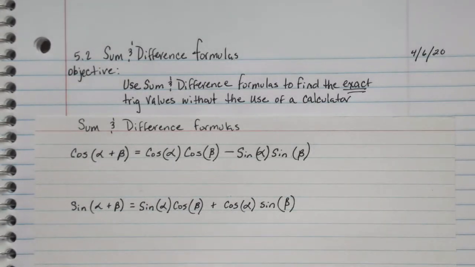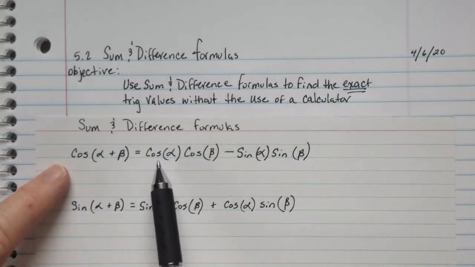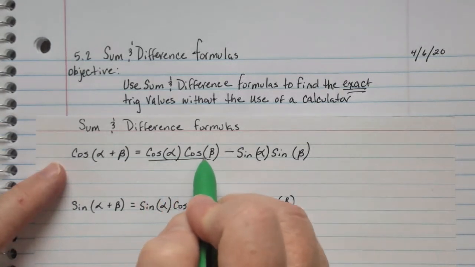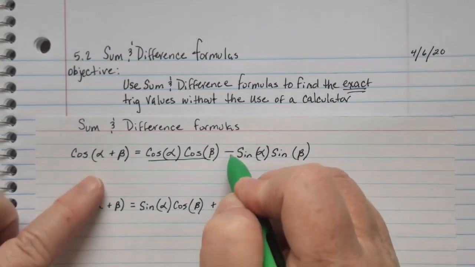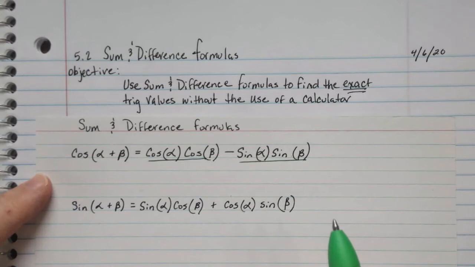So the first thing we need to do is take a minute and let's copy down these sum formulas. We have the cosine of alpha plus beta equals the cosine of alpha times the cosine of beta minus sine of alpha sine of beta. Notice here that when we're dealing with cosine, we have the same trig function. Then we change the sign, different sign. So if it's plus, it's now minus. Same trig function.